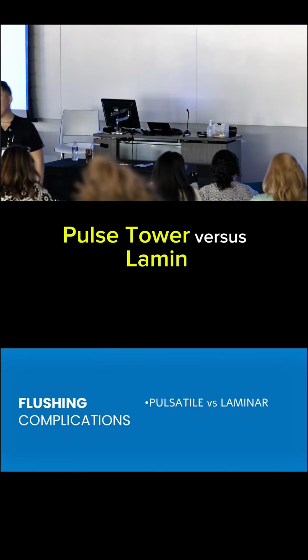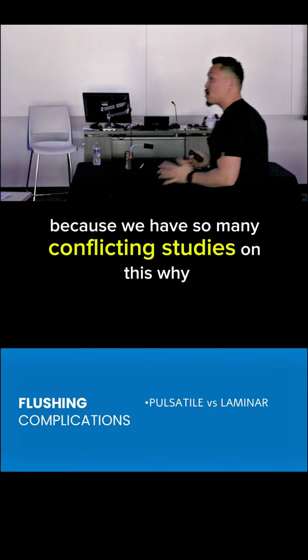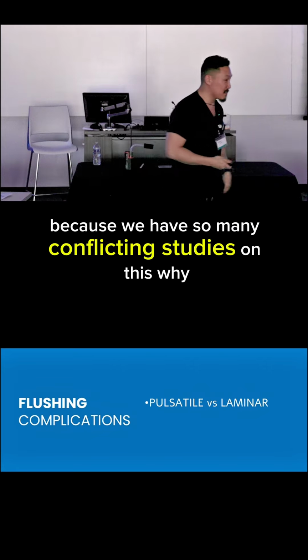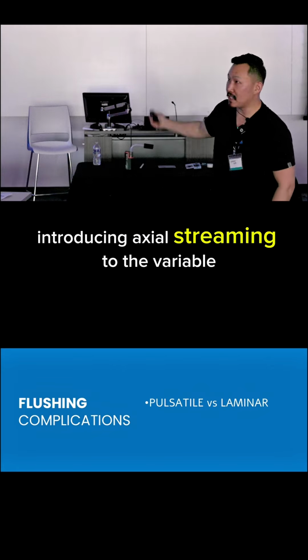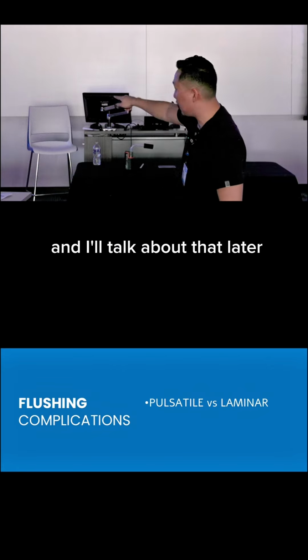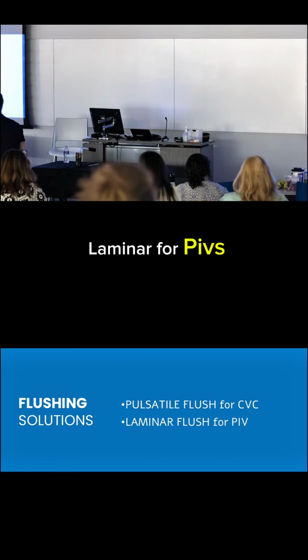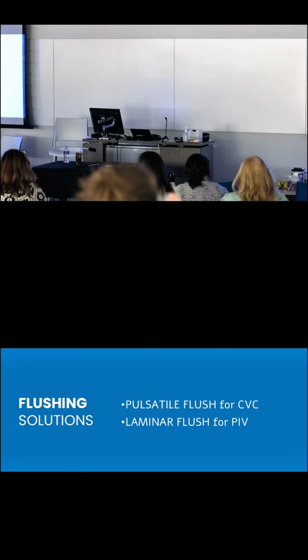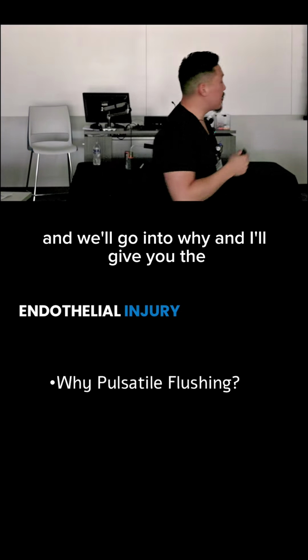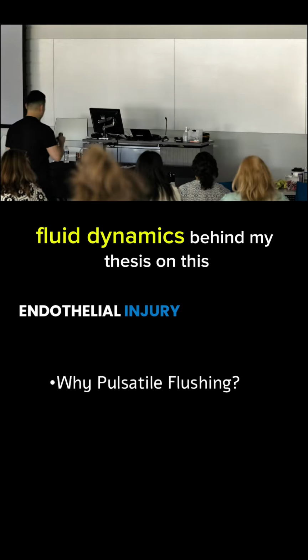So pulsatile versus laminar, this has been back and forth because we have so many conflicting studies on this. Why? Because we're not introducing axial stream into the variable, and I'll talk about that later. In my opinion, pulsatile for CVCs, laminar for PIVs. And we'll go into why, and I'll give you the fluid dynamics behind my thesis on this.